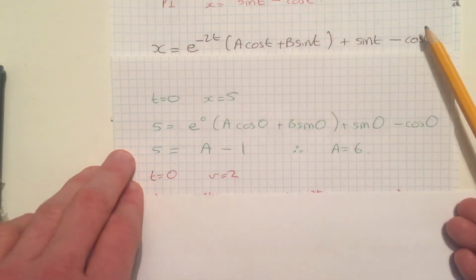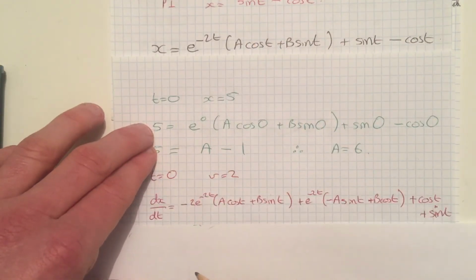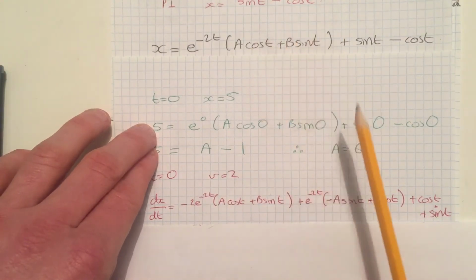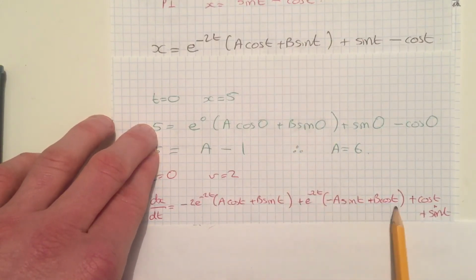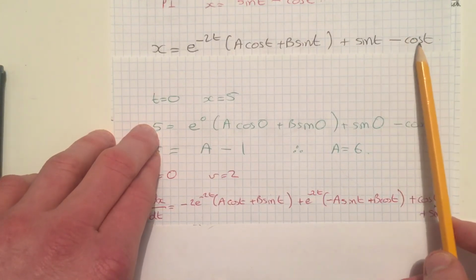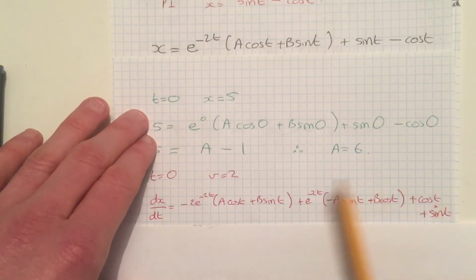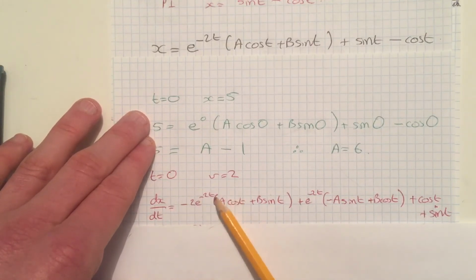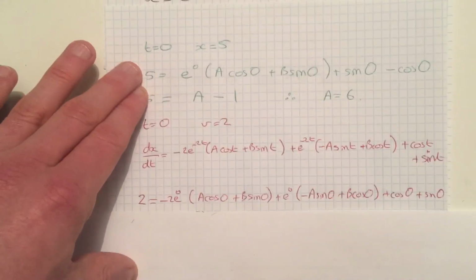So differentiating all of this through, I'm going to have to use the product rule on this first part. So differentiating this first gives this, times in by this, plus this times the derivative of this, plus sine differentiates to cos, and minus cos differentiates to sine. So this is my velocity equation. So substituting 2 here, and then 0 here, here, here, and here, gives all of that.